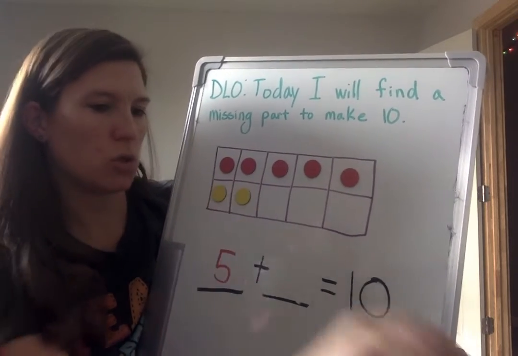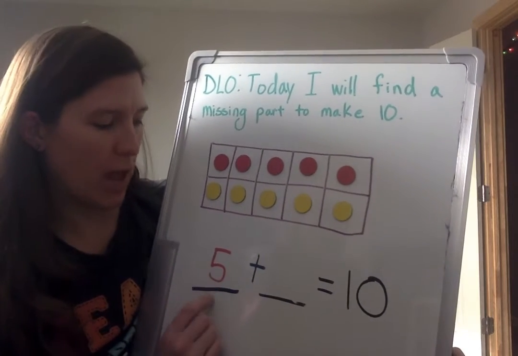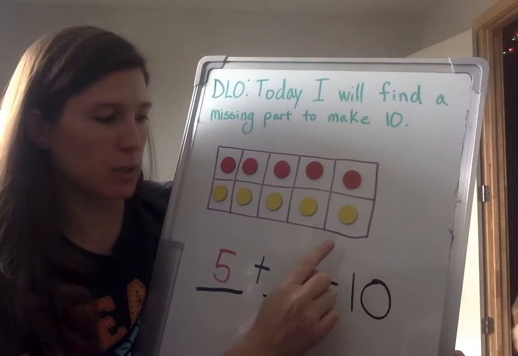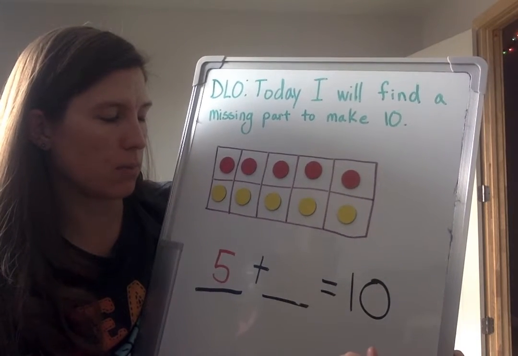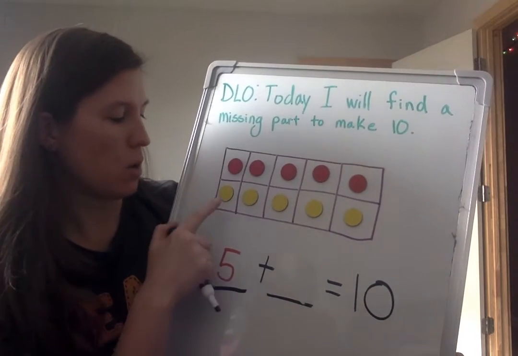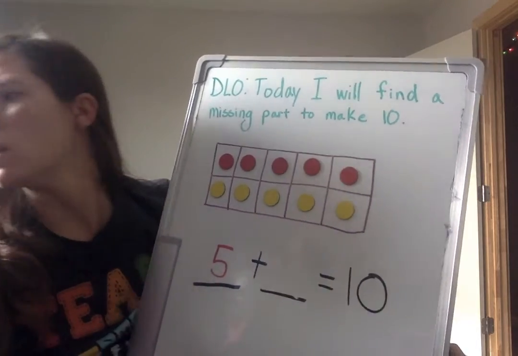1, 2, 3, 4, 5. So I had 5 red ones to begin with. I had missing parts, and I found the missing parts by filling them in with my yellow magnets. Let's find out how many magnets we added on. 1, 2, 3, 4, 5.